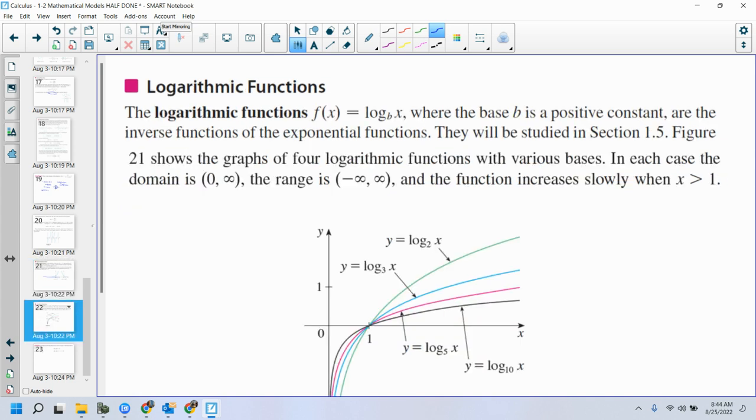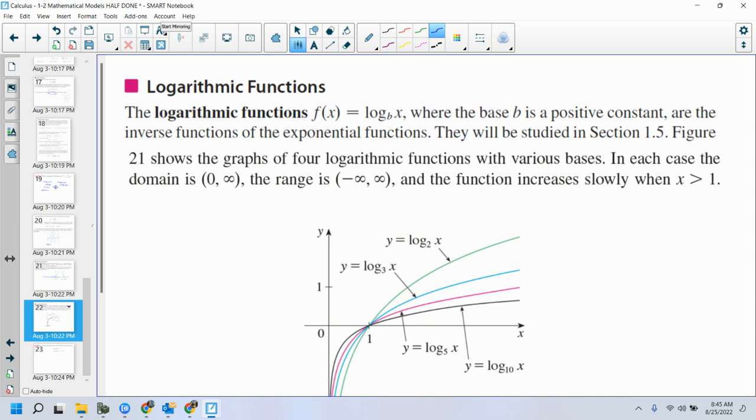Logarithmic functions. The logarithmic function, most basic one, is f of x equal to log base b of x, where b, again, is a positive constant. Just like the exponential function, the base had to be a positive constant. Same thing. The base of the log must be a positive constant for these rules to exist. It's the inverses of exponential functions. Again, we're going to talk about them at great length in section 1.5 and all of the properties, like if you add and you multiply on the inside, if you subtract and divide on the inside, all those sorts of things we're going to talk about in section 1.5.